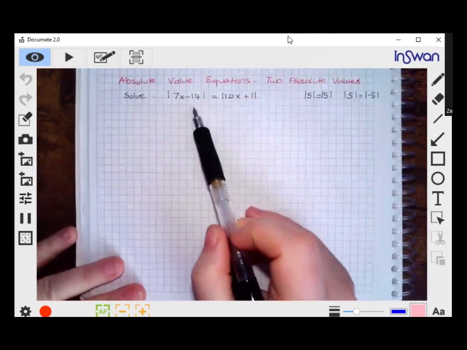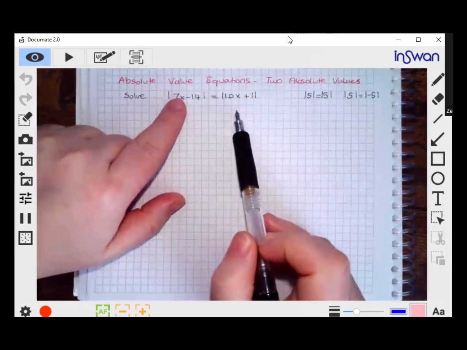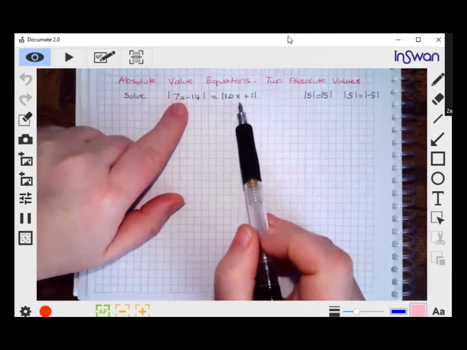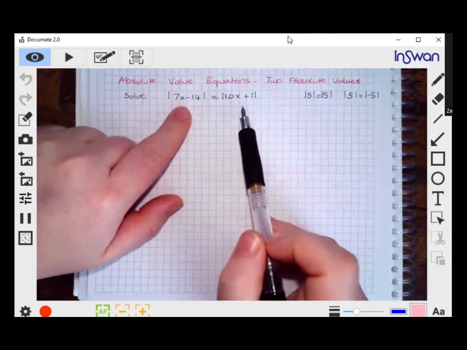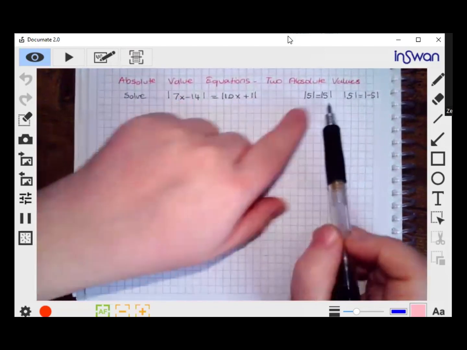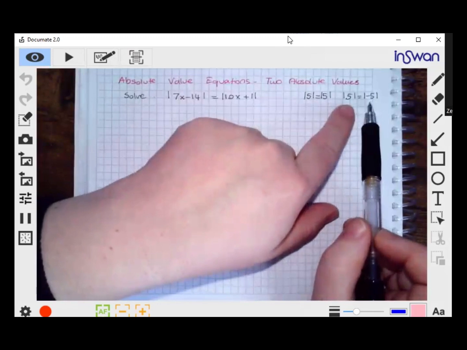Here we have an absolute value equation where we have two expressions in separate absolute values. So, since the absolute values of two expressions are equal, this gives us two possibilities. Either the two expressions are equal or one is the negative of the other.